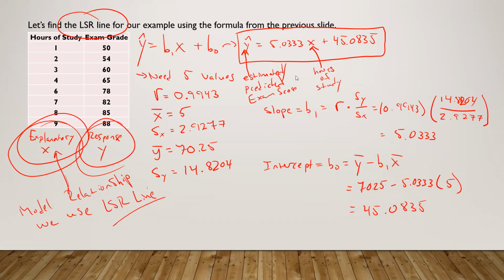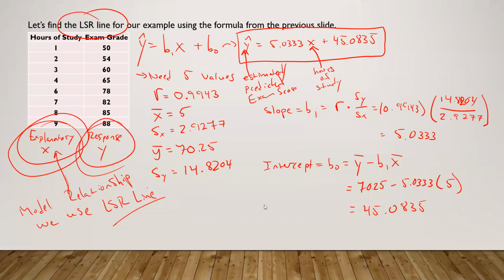All right. So this was the least squares regression line we found last class. What we were trying to do was predict people's exam scores if you tell them the hours of study. So we said the predicted exam score is equal to the slope, which we found by hand was 5.0333 times X, which is the hours of study, plus this 45.0835, the intercept.